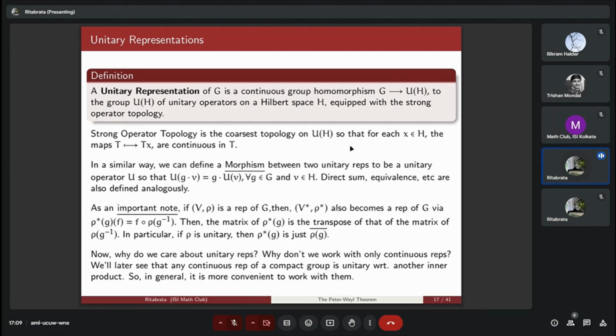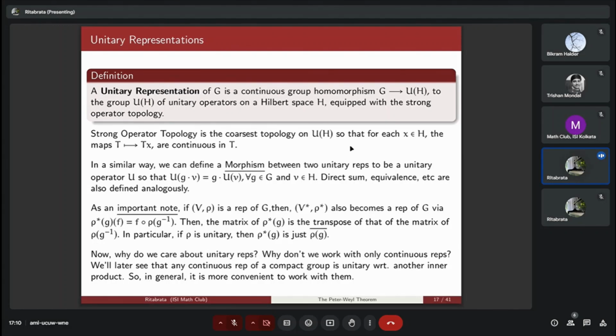So a unitary representation of a topological group G is a continuous group homomorphism from G to U(H), the group of all unitary operators on a Hilbert space H. Unitary means distance preserving, that is, unitary matrices and unitary operators, equipped with the strong operator topology. The strong operator topology is the coarsest topology on U(H) such that for each fixed vector x, the evaluation maps T goes to Tx are continuous in T.